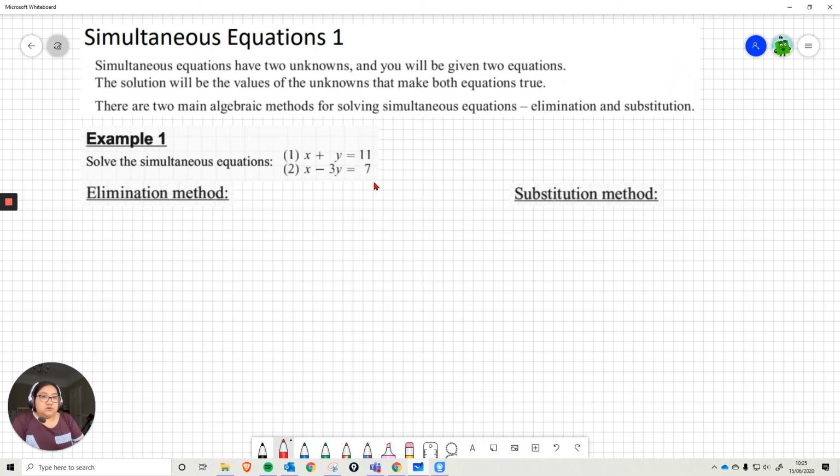we are going to write out the two equations. x plus y equals 11 and x minus 3y equals 7. Now, normally I label the equations A and B, so I know which one's which, depending on the step I'm doing as well. Now, the elimination method is, as it says, you are going to eliminate something. We are actually going to eliminate one of the letters in the two equations by subtraction.